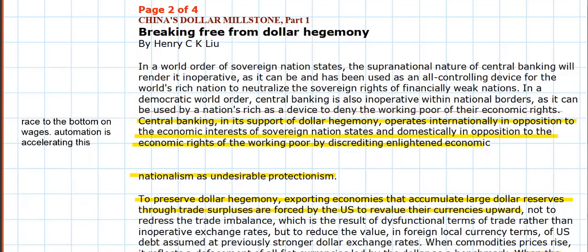Central banking, in its support of the dollar hegemony, operates internationally in opposition to the economic interests of sovereign nation states, and domestically in opposition to the economic rights of the working poor by discrediting enlightened economic nationalism as undesirable protectionism. In other words, the central banking system as it's set up actually supports this bastardized version of Bretton Woods, and only the inverse of it, which is Bitcoin and getting off the system, is actually putting the power back into the hands of the people.